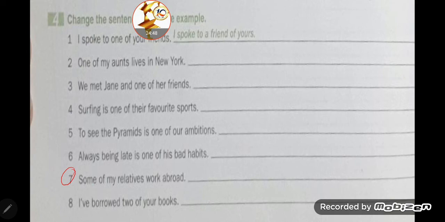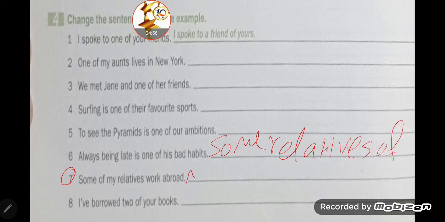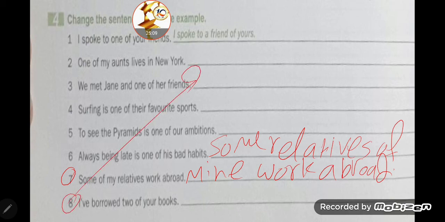شوفوا هون شو بدها تصير؟ بدها تصير عندي هون some relatives of mine work abroad. Okay, some relatives of mine work abroad. 8، last sentence رح أكتبها هون. I've borrowed 2 of your books.